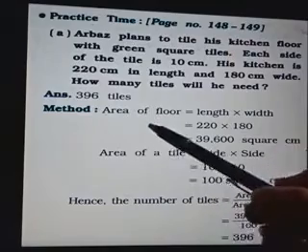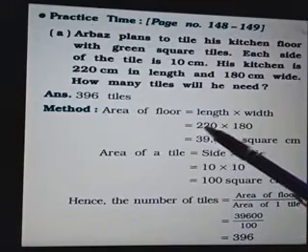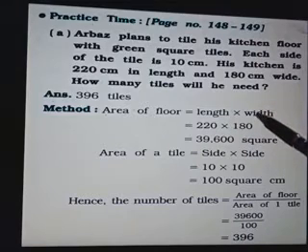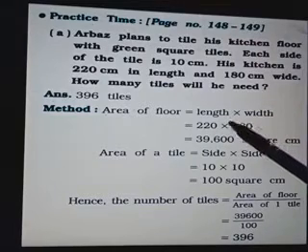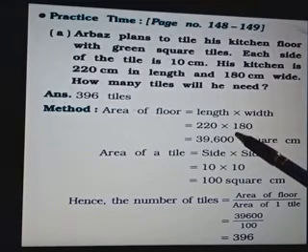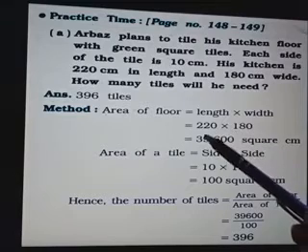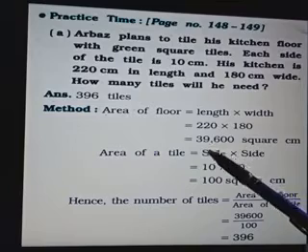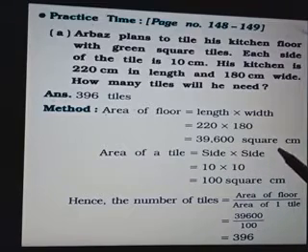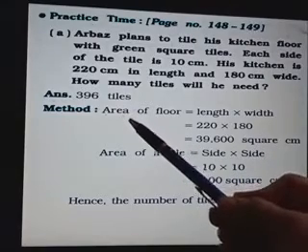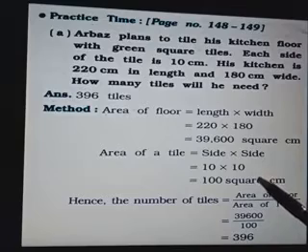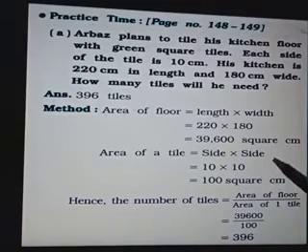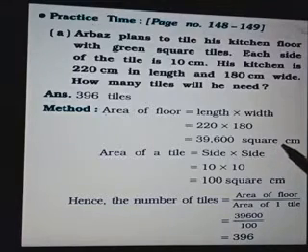First of all, method. Area of floor, it means what is the length and width of kitchen. We will put the value in our formula. Length is 220 centimeter and width 180 centimeter. When you will do the multiplication of 220 and 180, it will be 39,600 square centimeter. Why we will use square word? Because we are finding the area, and I have already told you in earlier chapters that area is always measured in square. So in our answer we will use word square.